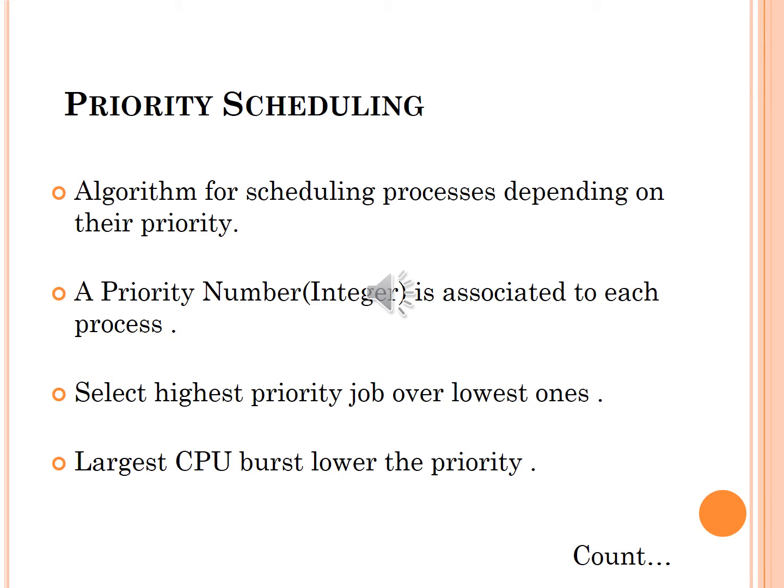Like if we have numbers from 1 to 5, then number 1 is the highest priority and is going to execute first. The larger the CPU burst, the lower the priority. What is the CPU burst? CPU burst is the amount of time for the process to be executed on the CPU, and the bigger this amount of time, the lower the priority of the process in the CPU.